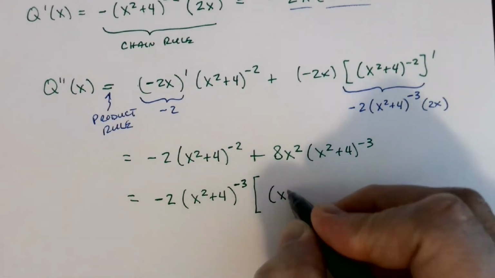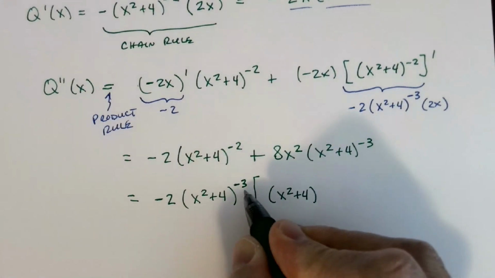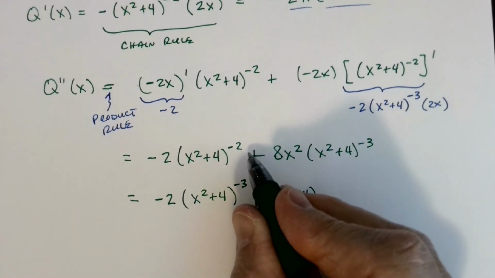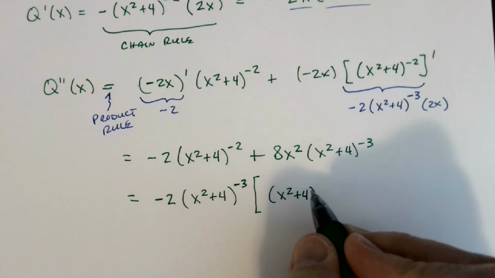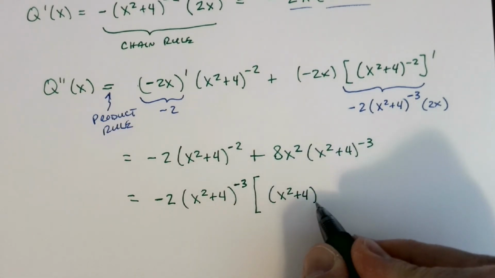So what's left here? x squared plus 4 to what power? Remember, when we multiply these two together, what are we going to do with the exponents? We're going to add the exponents. Negative 3 plus something equals negative 2. What's the answer? Negative 3 plus 1 equals negative 2. So this is just x squared plus 4.